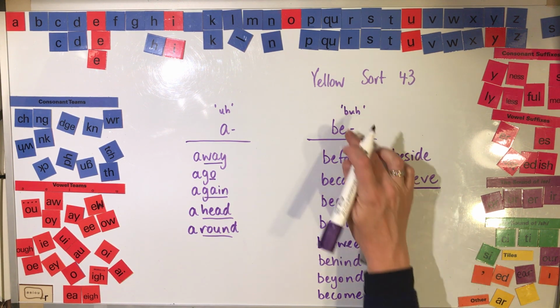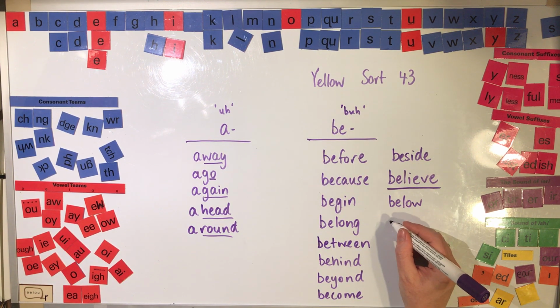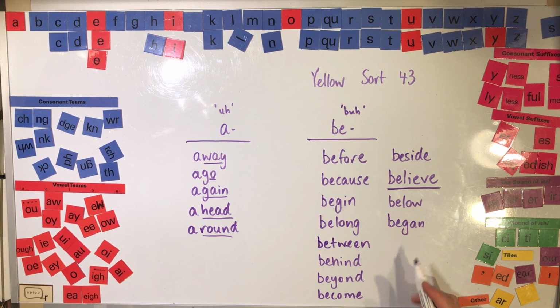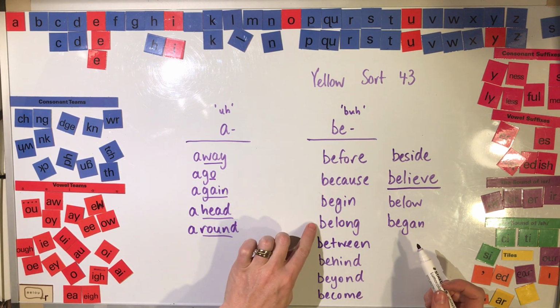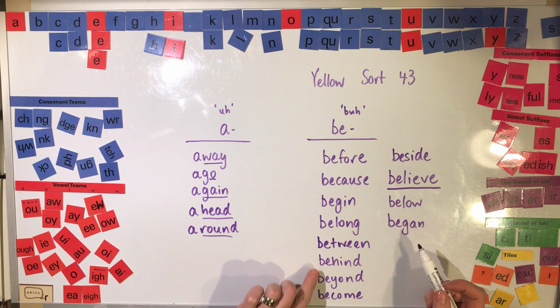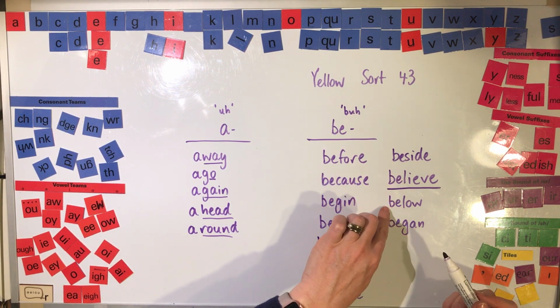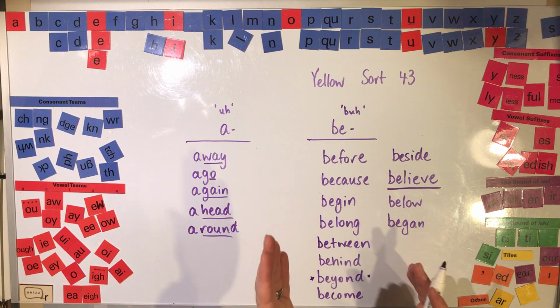Below. B. See these B sounds coming through? Below. Take that one, below. And began. This is where it all began. Okay, so they are all our B words. So before, because, begin, belong, between, behind, beyond, become, beside, believe, below, began. This is actually the only word that sounded a little bit different. I think that's because you've got the Y there. That did actually sound like beyond. We don't say beyond. But all the others are very strong B.